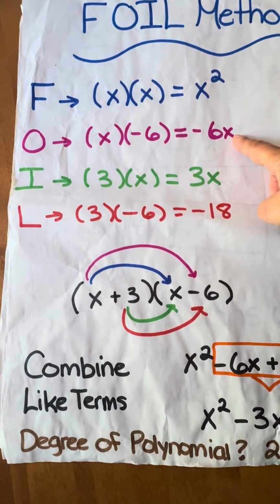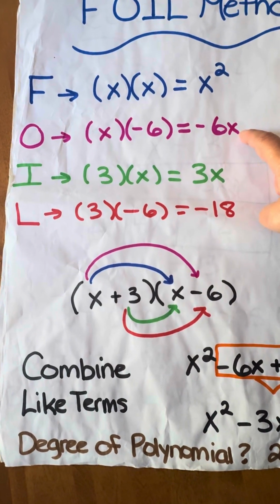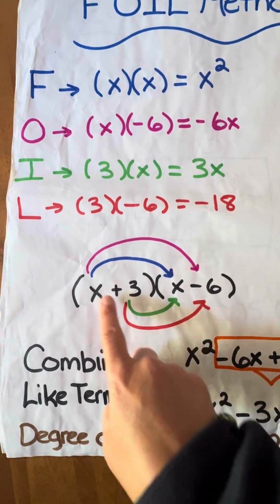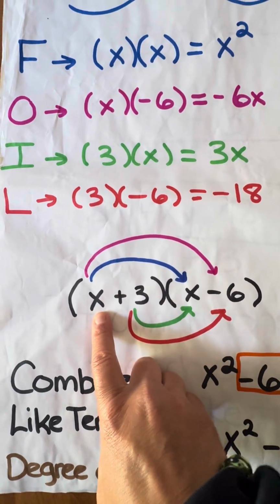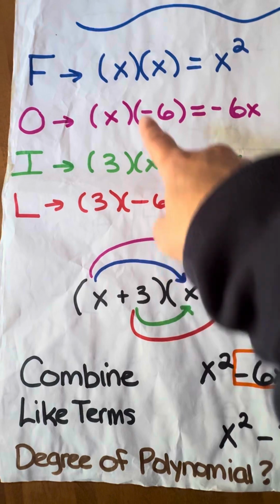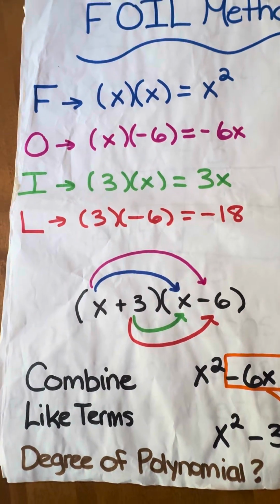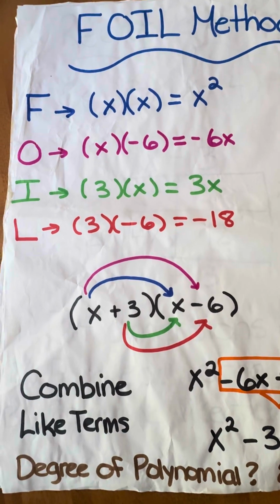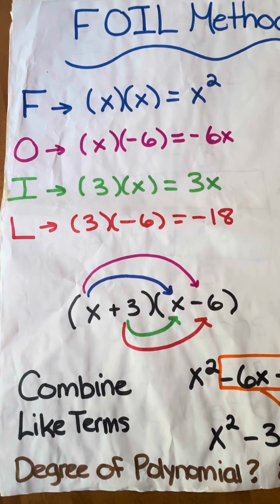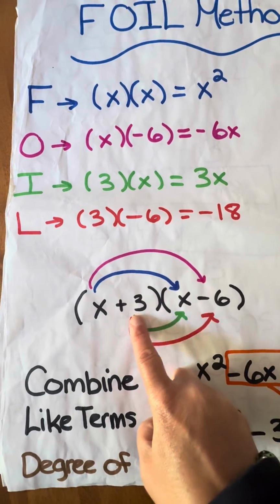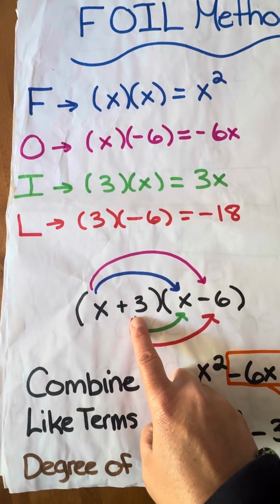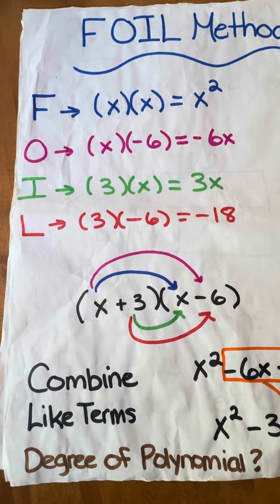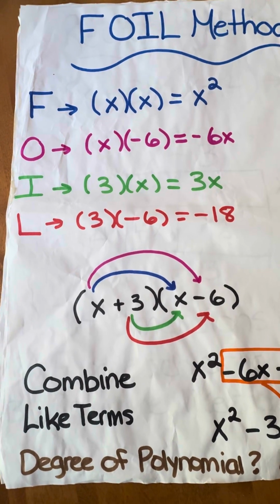Then we're going to do the magenta color, which is the O. Those are the outside two numbers. So the outside two numbers here, as you can see indicated by that pink arrow, is the x and the negative 6. So I've laid that out so you can see that. X times the negative 6 gives me negative 6x. Super, super simple. Next one is the I, which is the inside two terms. Those would be these two things right here. So the 3 and the x, you can see as the arrow is pointing to, you multiply those two. 3 times x gives me 3x.